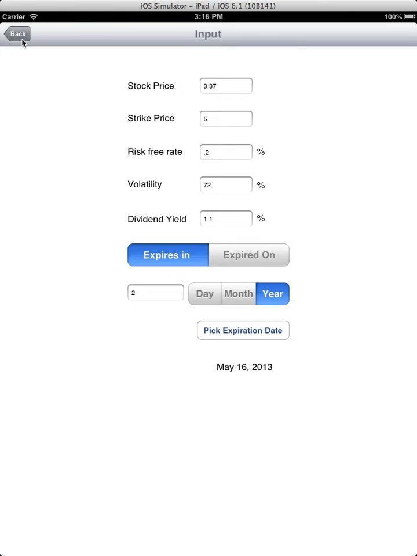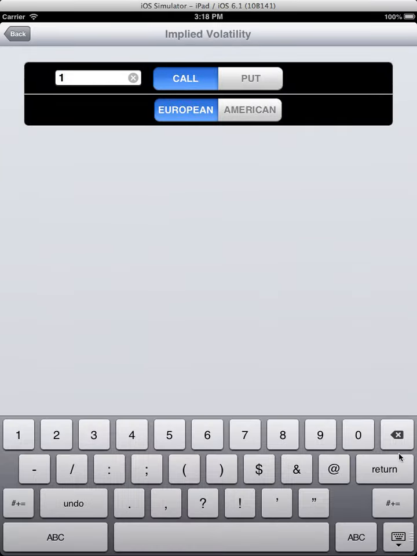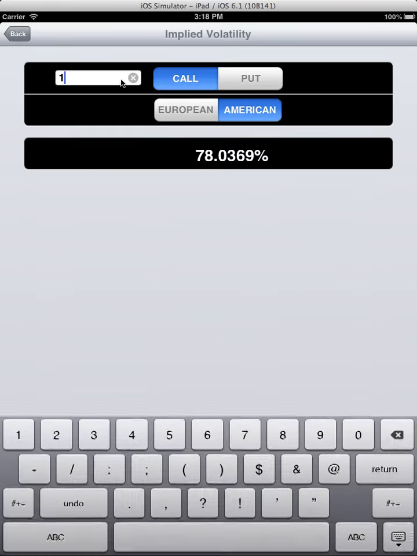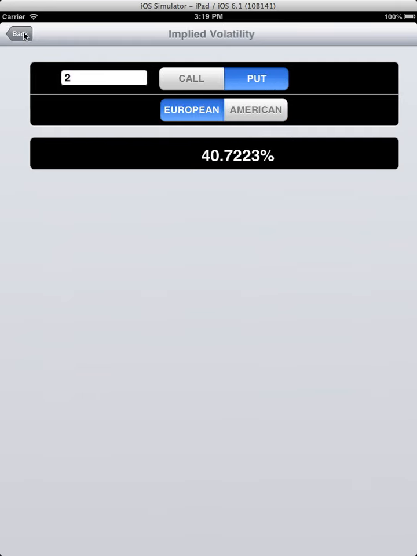So this is the input data set. Implied volatility. The implied volatility is $1, and this is a call option, and this is a European call. If it's an American option price, then that is actually a little bit higher. And then say the put price is $2, and here's a put option. If it's European, that is lower.